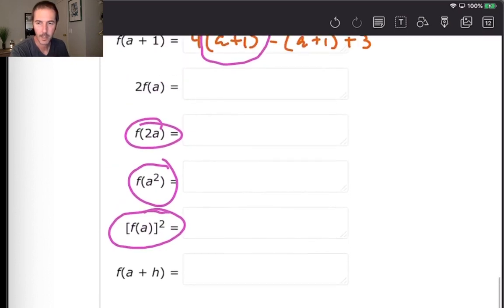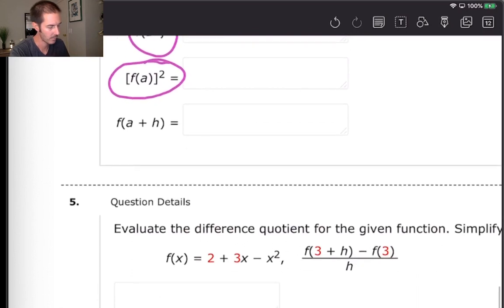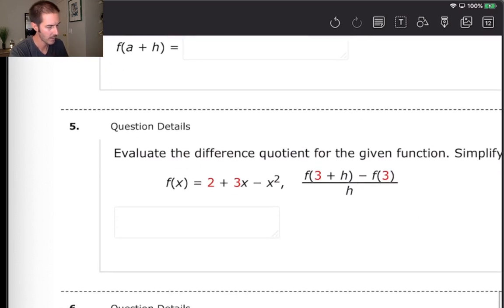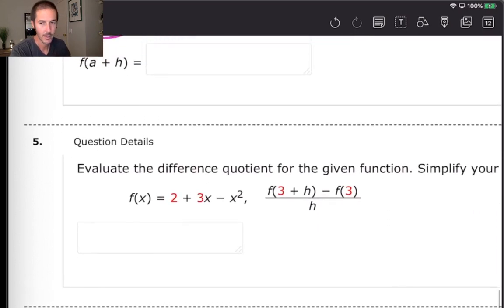And lastly, f of a plus h. You're plugging it in. You're foiling. You're combining like terms. You're distributing. You're combining like terms again. And then you're going to do something very similar to that in problem 5.